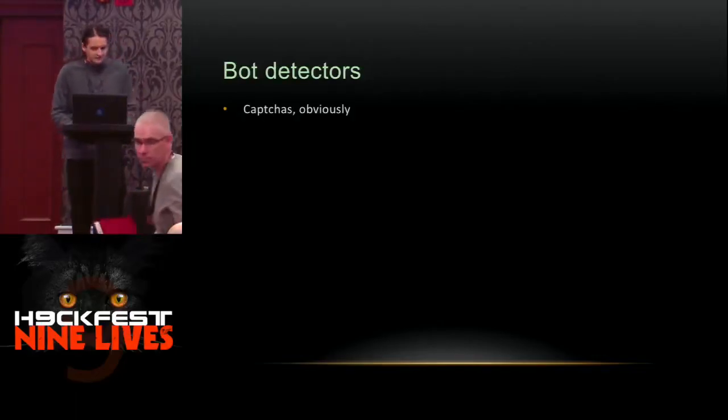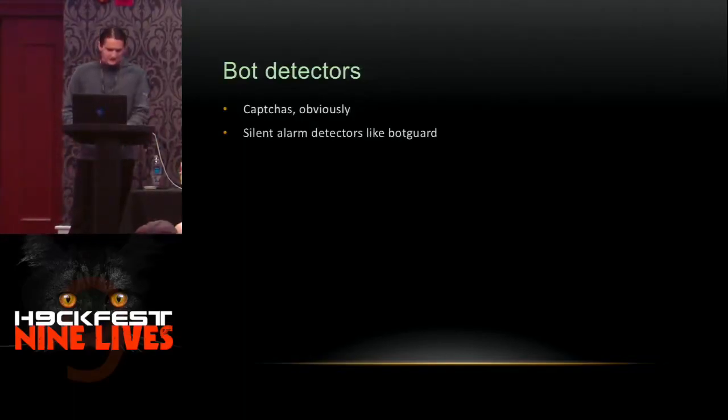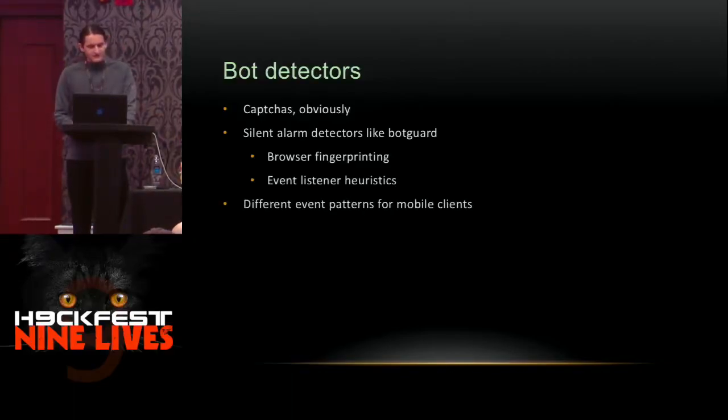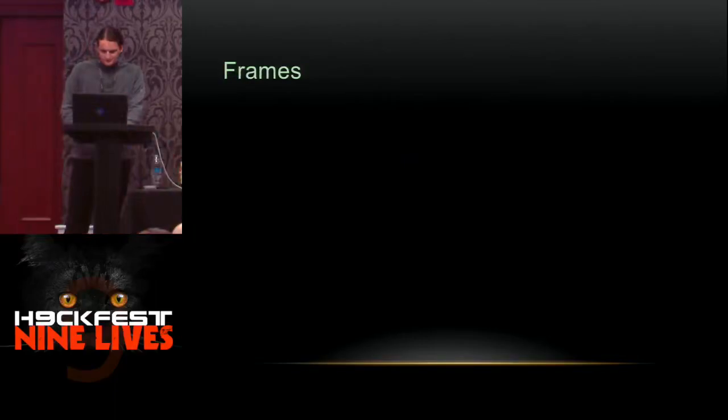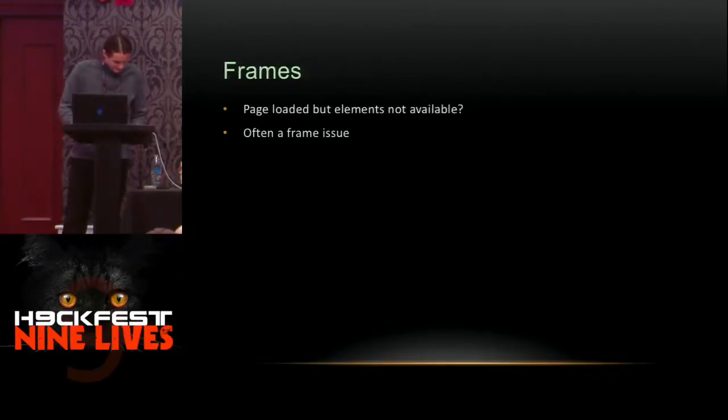Bot detectors: CAPTCHAs obviously are the main way that bots get detected. Silent alarm style detectors, like BotGuard, which Google uses, can work by browser fingerprinting. These can trip up Selenium. They employ heuristics to detect how actual interactive user sessions differ from Selenium or otherwise scripted sessions. The main thing to remember here is that mobile clients may have different behavior, and I guess we are out of time.